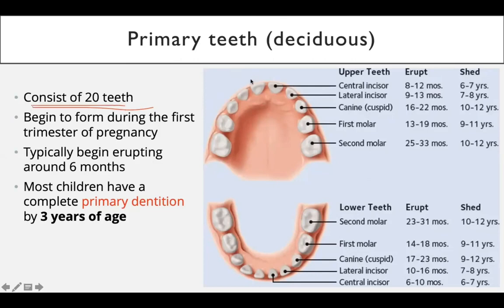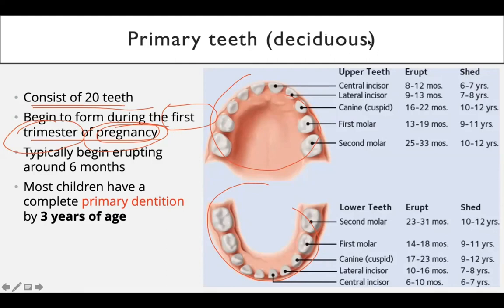Consists of 20 teeth, deciduous. That's why deciduous. Baby teeth, milk teeth begin to form during the first trimester of pregnancy. So the baby is still inside, the woman is pregnant, and in the first trimester these teeth begin to form. So when the baby is born, why are these teeth not shown? They are not outside. Why? Because they are still inside. Give them some time.